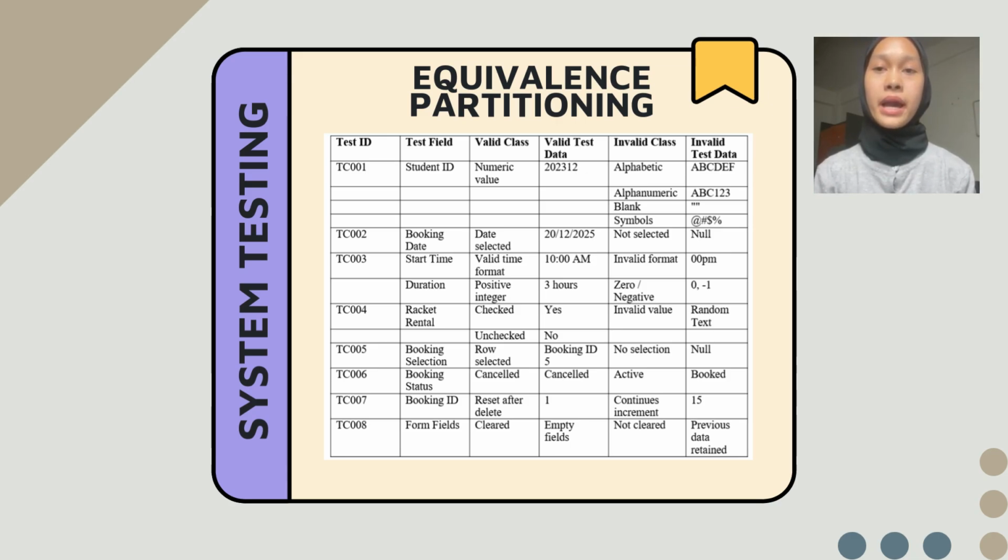Then number 4, we have record rental. For record rental, valid options are yes or no, and any random or unexpected text is considered invalid. Number 5, we have booking selection.